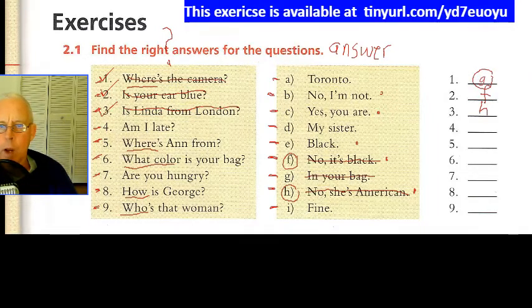Okay, number 4, am I late? Well, that's also a yes-no question. So maybe we're looking again here, here. Those are the only yes-no answers. Am I late?